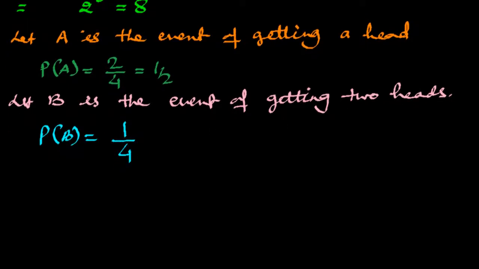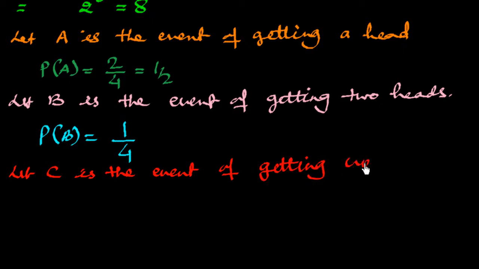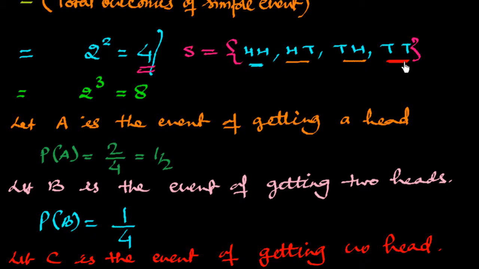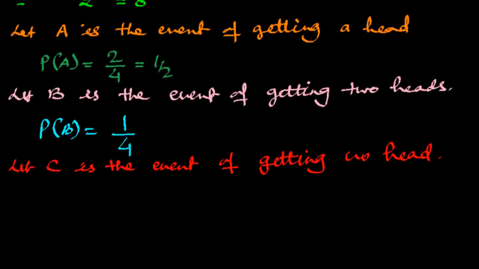We have to find the probability of no head. Let C be the event of getting no head. Then we have only one option where there is no head, both are tails. So we get the probability here: probability of C is equal to 1 over 4.